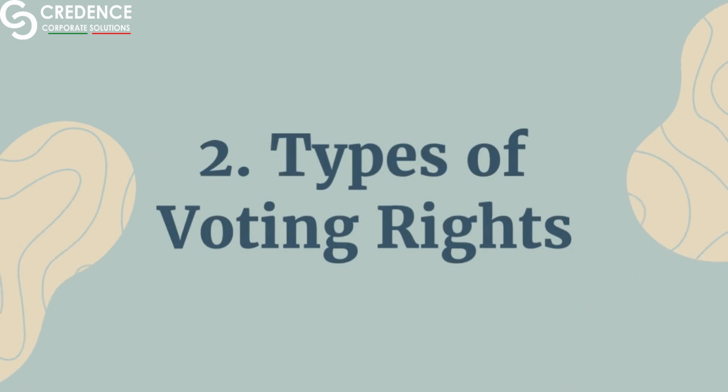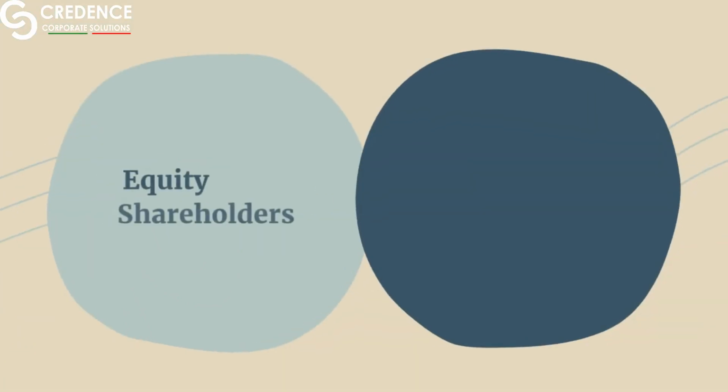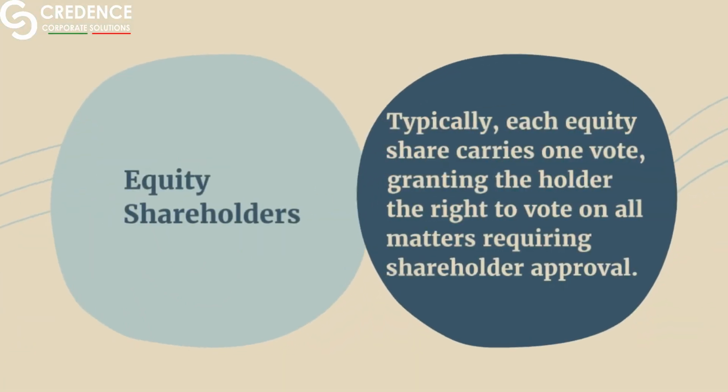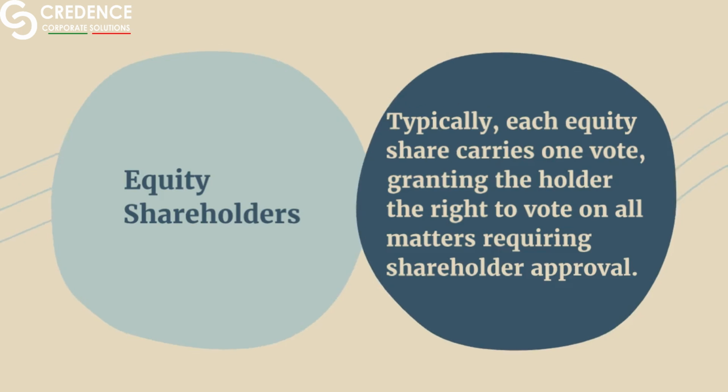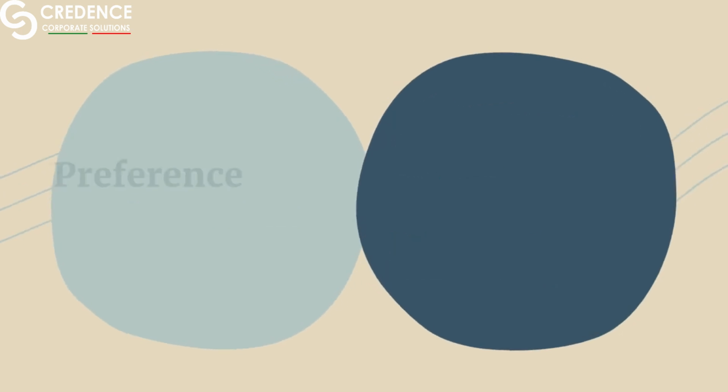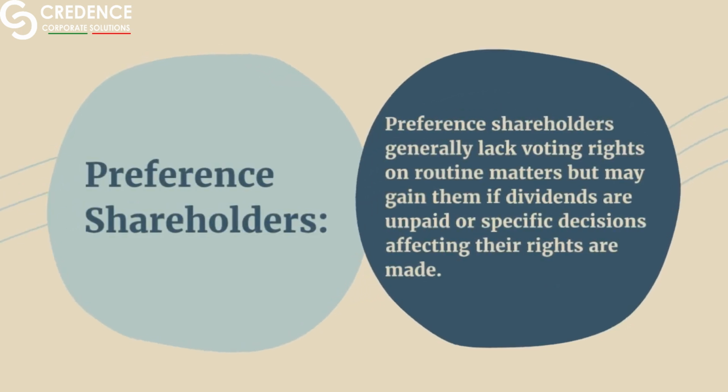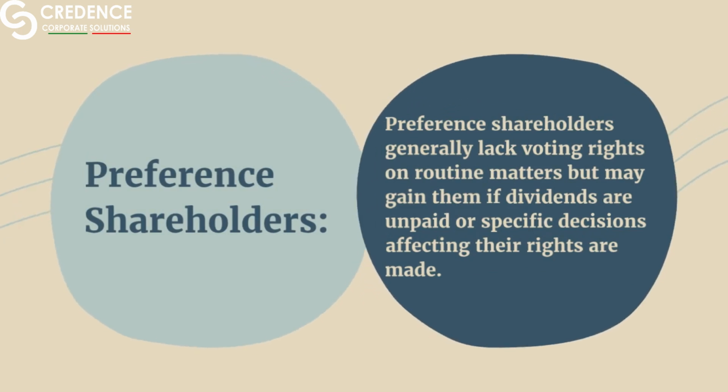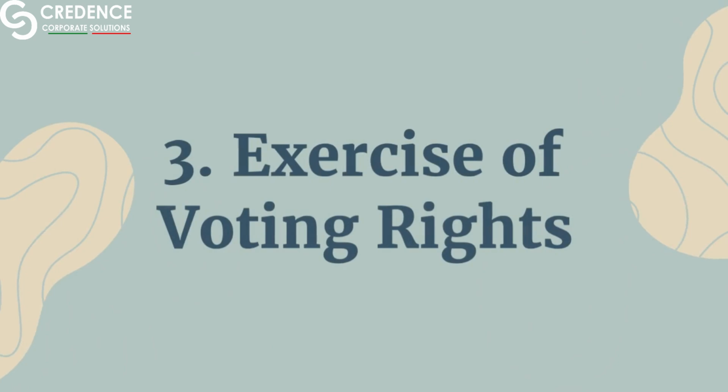2. Types of voting rights. Equity shareholders: typically, each equity share carries 1 vote, granting the holder the right to vote on all matters requiring shareholder approval. Preference shareholders generally lack voting rights on routine matters but may gain them if dividends are unpaid or specific decisions affecting their rights are made.